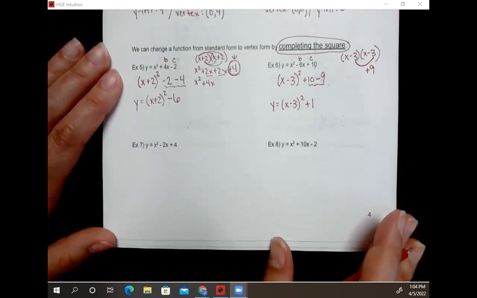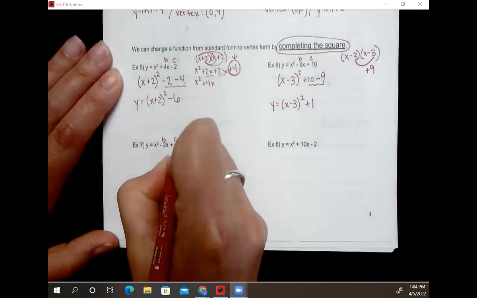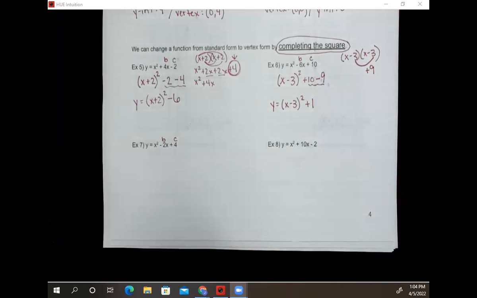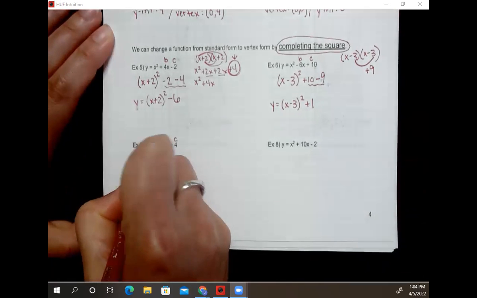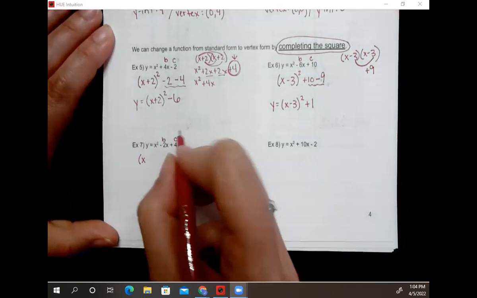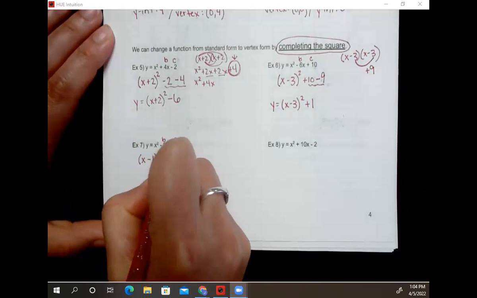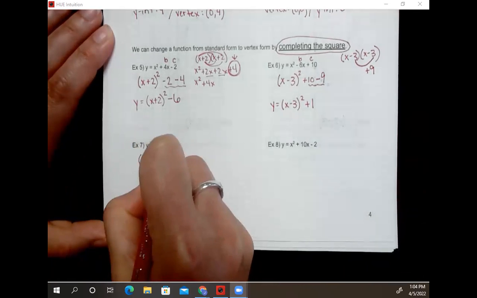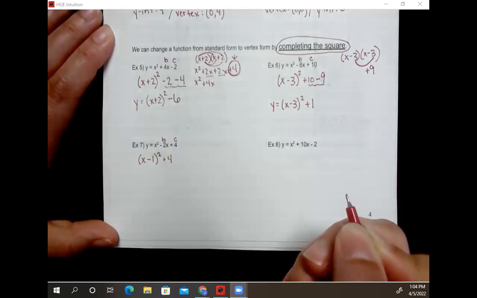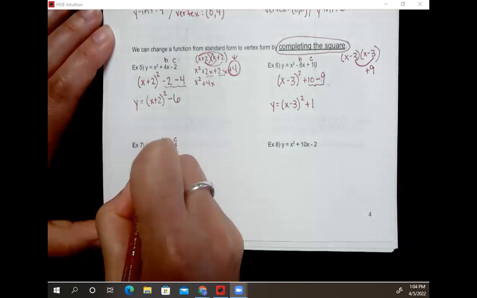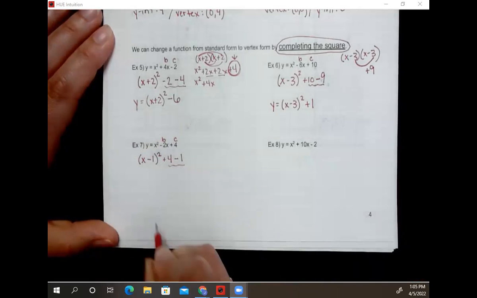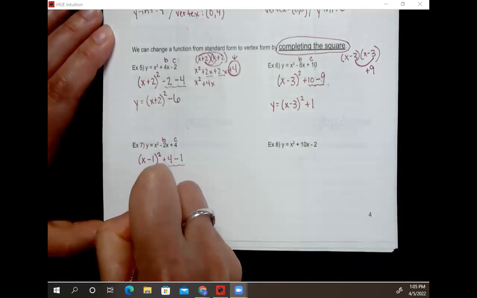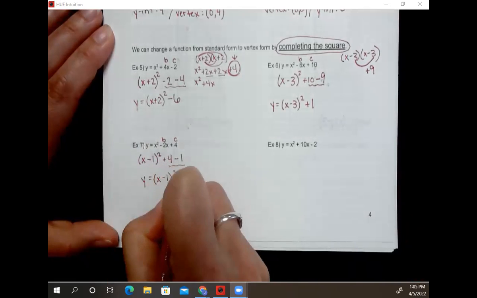For example 7, same idea. Here's my B, here's my C. Remember, I want standard form, so everything in order, like terms combined, all that good stuff. And then what we're going to do is take that B value and cut it in half. So -2 cut in half is -1. So I have x minus 1 squared. Keep the C that we have, which is 4. And then subtract our cut in half number squared. So 1 squared is 1. Then tidy this up by combining those like terms at the end. So we get y equals x minus 1 squared plus 3.